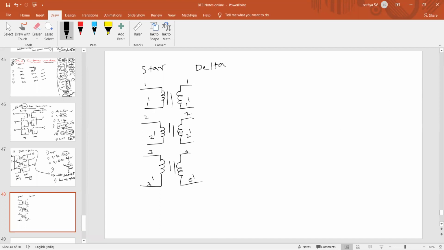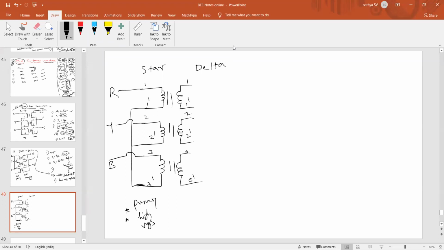Quickly tell me in which points I need to connect. 1-1', 2-2', 3-3'. Good. Correct. R, Y, B, that is your primary side on star connection, finished. Right. And here, are the voltages higher or lower on the primary side? Due to star connection, higher. Right. That means high voltages on primary.